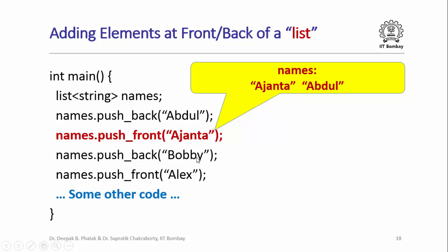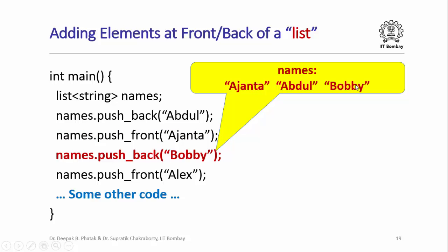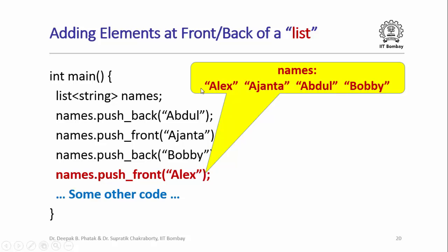Now if I say push_back Bobby, this is the back of the list. So Bobby is going to get added after Abdul. So that's what I'm going to have. And finally, if I say push_front Alex, this is the front of the list. So Alex is going to get added over here. And so that is the final list of strings that I'm going to have after this sequence of 4 push_back and push_front operations.